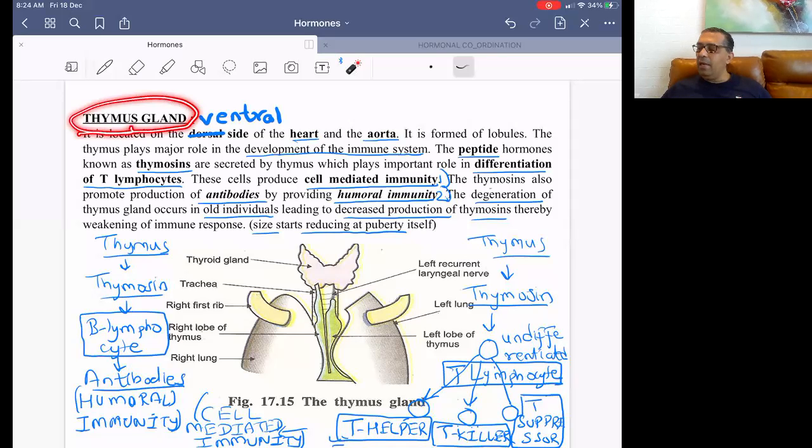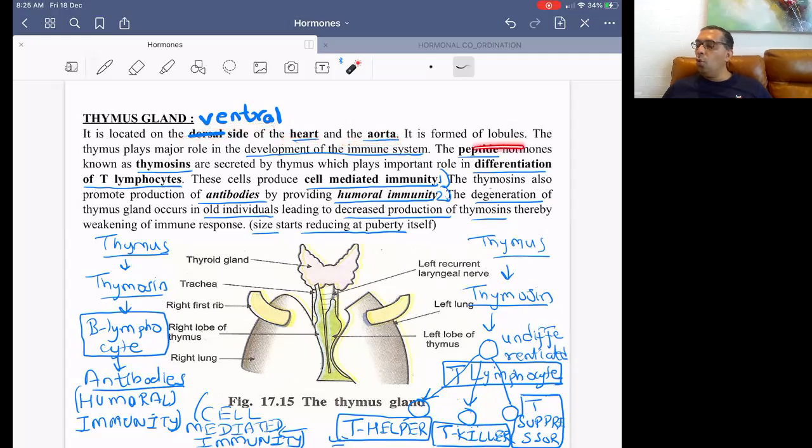The thymus gland is situated on the ventral side of the heart and the aorta. Make a small change in your notes: it is given by mistake as dorsal there, cut dorsal and make it ventral side of the heart and the aorta. So we have the heart in the chest. From the heart arises the aorta. Ventral to it, in front of it, is your thymus gland. So thymus is situated in front of the heart and the aorta.